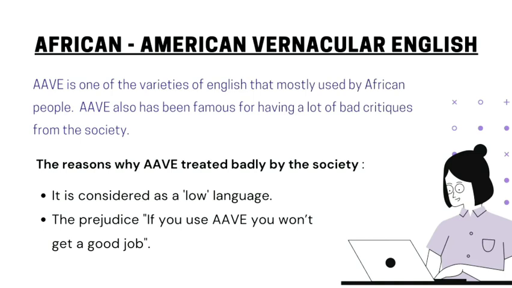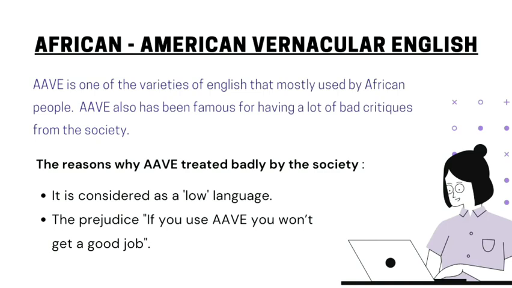AAVE is one of the varieties of English that used to be called vernacular Black English among sociolinguists, since the users mostly are Black people. For more than a decade, AAVE has been underestimated by society, not only in the western part of the globe, but also in the eastern part, like Asia. Most people give such a bad response and bad attitudes to AAVE.